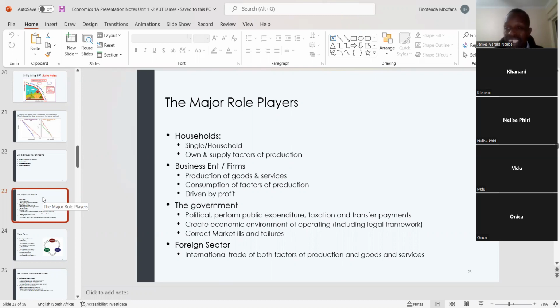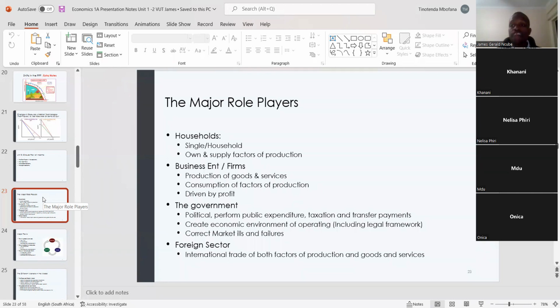The role of a household is this one. Households own, right? When we say own, OWN, it means that it belongs to them. The factors of production. Remember, what are the factors of production? Land, labor, capital, and entrepreneurial skills. Those are the four factors of production, or the four economic resources.